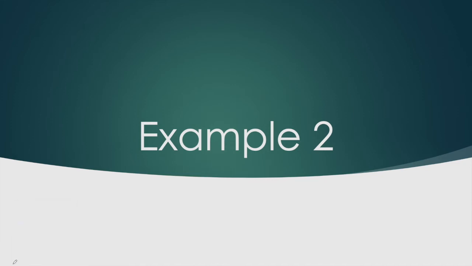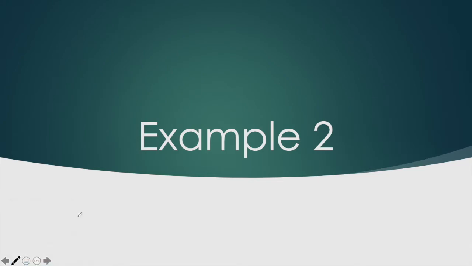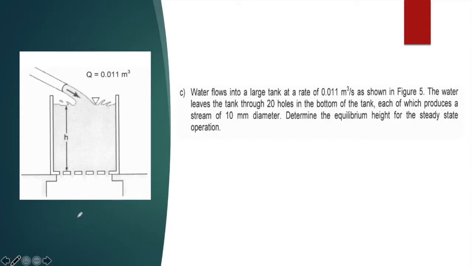On the topic of Bernoulli's equation, let's take a look at the question. Water flows into a large tank at a rate of 0.11 meter cube per second. Now here, there is a typo. It should be meter cube per second.